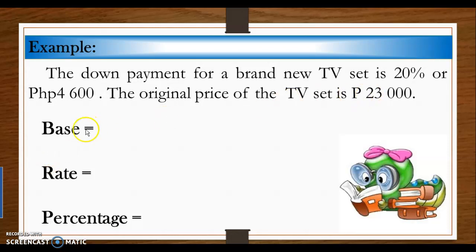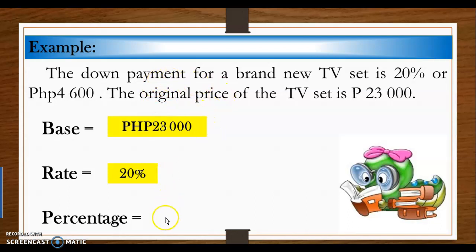Which of the following given numbers represents the base? If you answered 23,000 pesos, you are correct. Kasi siya nga yung kabuang halaga. Rate, 20%. And the percentage, yung part lang ng 23,000 pesos. Sabi ko nga kanina, hindi pa buo. Bahagi lamang. So, meron kang 4,600 pesos. That ends our lesson about this one.